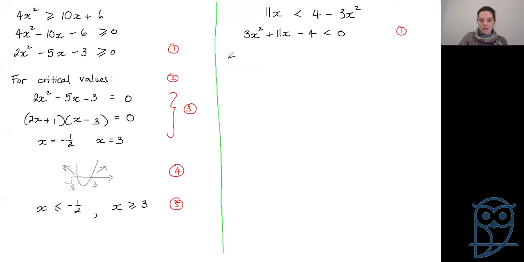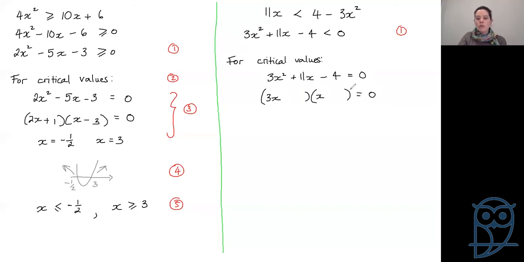We can then go straight to our critical values. And we're going to have 3x squared plus 11x minus 4 equals 0. Because we're just looking for those points on the x-axis where our relationship is changing, our critical values. 3 is prime, so it's an easy 3x and x equals 0.